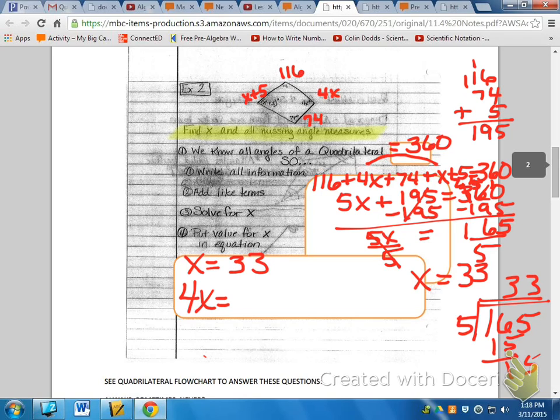I have to substitute 33 in for x, and I get 132.